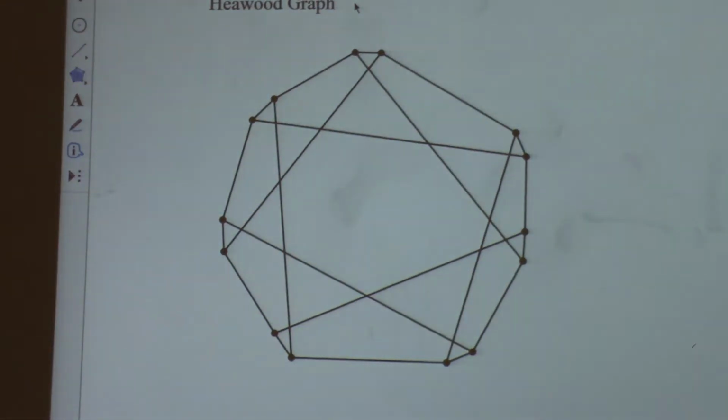It's crazy. Is that a toroid? That is a toroid. You are correct.